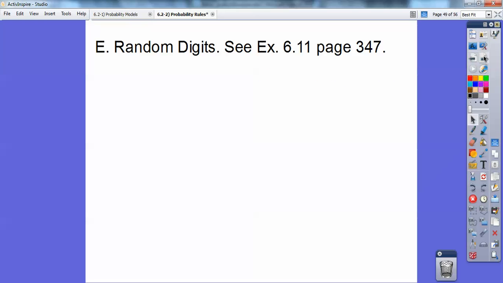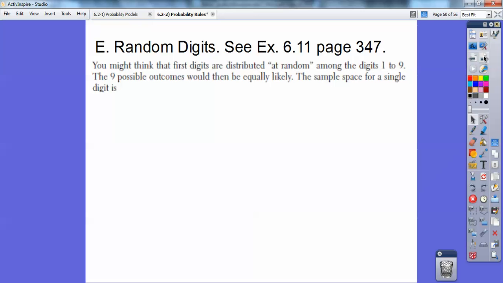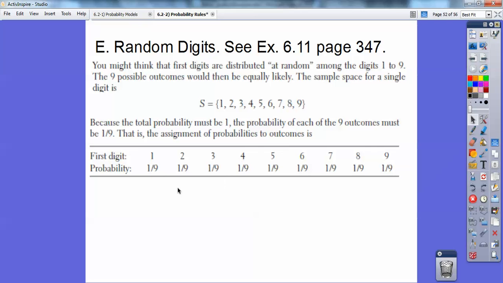So random digits, this is example 6.11 on page 347. You might think that the first digits are distributed at random among the digits 1 through 9, so we're not doing Benford's law anymore, you guys. So the 9 possible outcomes on just random digits are 1, 2, 3, 4, 5, 6, 7, 8, 9. Zero's not included because it said 1 through 9. So there's 9 possible outcomes. Then the probability of getting a 1 would be 1/9, and a 2 would be 1/9, and the probability of getting a 3 is 1/9, and the probability of pulling any digit is 1/9 right there. You guys with me?